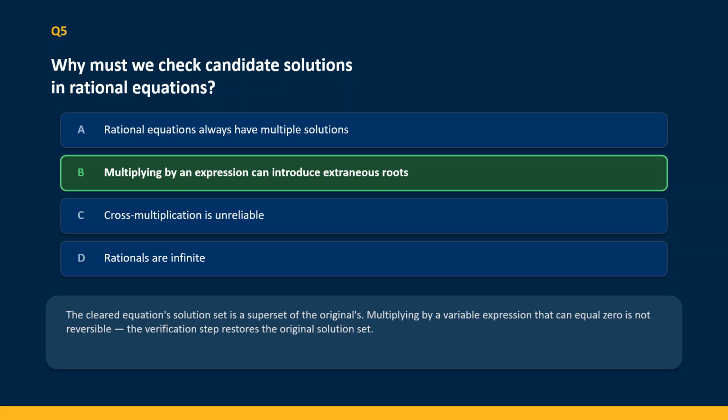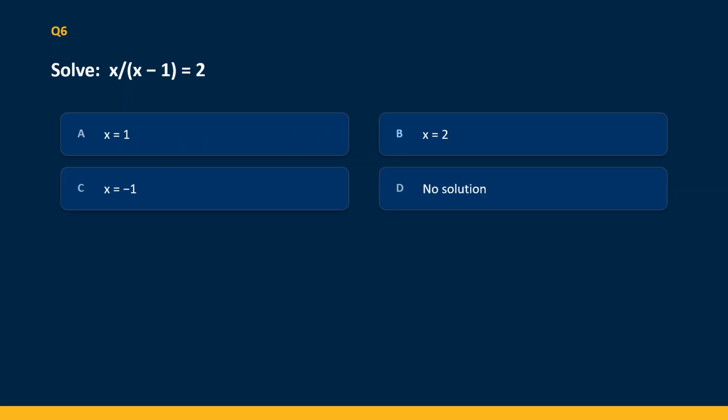This question targets conceptual understanding rather than procedural fluency. A student may be able to solve rational equations correctly by rote application of the five-step procedure without understanding why step 5 is necessary. This question identifies whether that understanding is present.